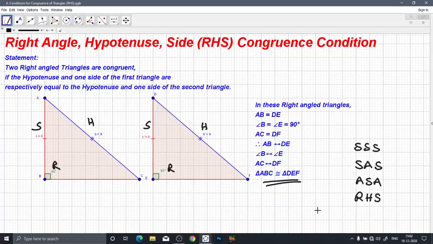In the next session we are going to solve the problems from the exercise.